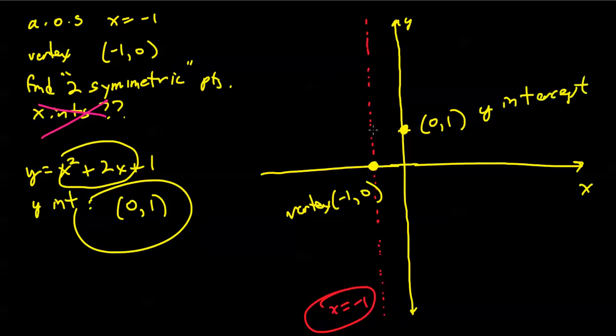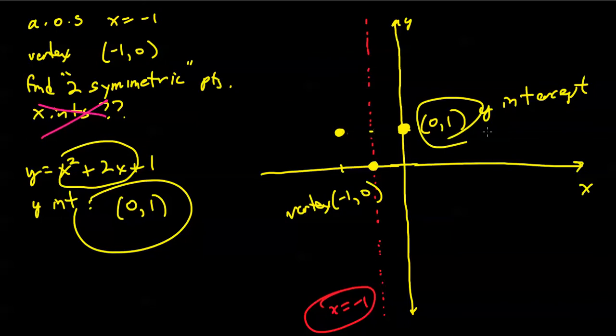What I can do is say, because of symmetry, there's a point equally distant on the parabola on the other side of the axis of symmetry. If I've got a parabola point at 0, 1, I'll just count over. There's 1 unit of distance from the y-intercept to the axis of symmetry. There must be another 1 unit of distance to establish a second symmetric point. So there's a nice little trick: you find the y-intercept and count over to establish a second symmetric point.